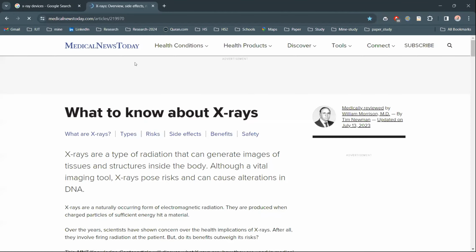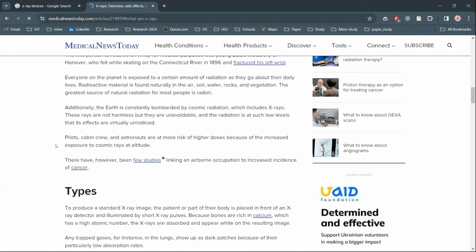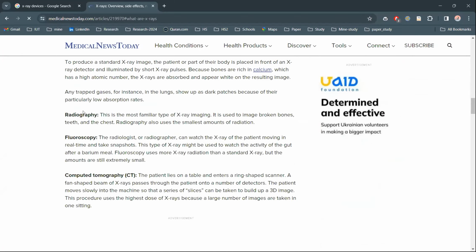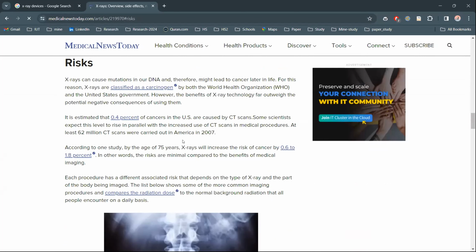I provide this article. Okay, very simple. Here you can see the exposure. It talks about exposure, different types, risks, and read this one. It is very simple, plain and simple. You will be able to understand what it means.